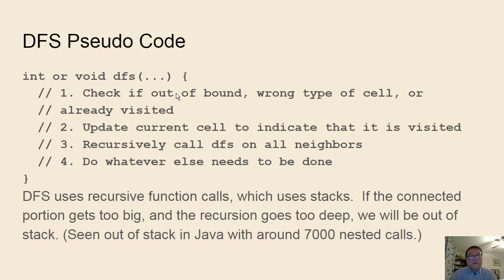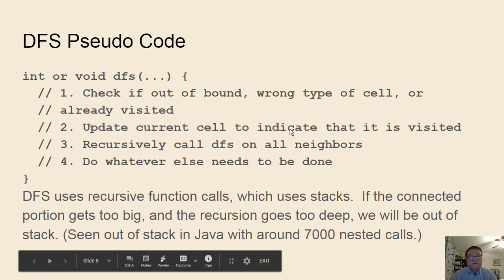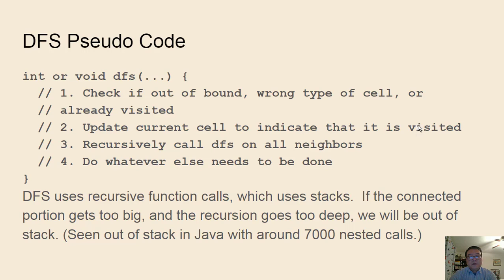So this is a skeleton pseudocode for DFS in general. Inside the DFS call, generally the first thing is we check whether it's out of bound, whether the cell is wrong, or whether it's already visited. And then we update the information to indicate that this cell has been visited, so the next time the check here will find that out and return. Then we recursively call DFS on all the neighbors. And then in the end, we do whatever needs to be done. In this particular problem, we add up all the return values from the DFS on neighbors, add 1 to it, and then return. So in general, DFS is a powerful algorithmic technique.